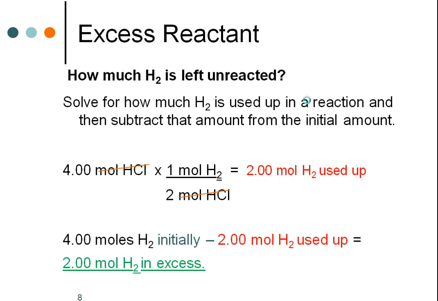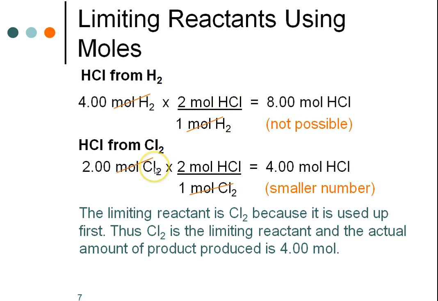Now, how much H2 is left unreacted? This is a common follow-up problem to limiting reactants. You're usually asked, what is the limiting reactant, how much product can you make, and how much reactant do you have left over? Well, the hydrogen is going to be left over because the chlorine here is all used up. And that's another feature of limiting reactants: they're completely exhausted or used up in a chemical reaction.